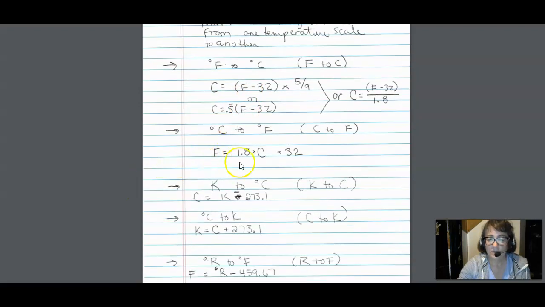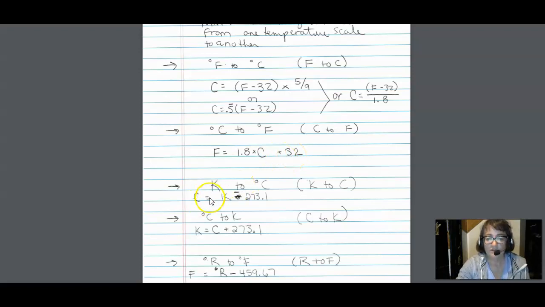If you're going the other way, you take the degrees Celsius, multiply it by 1.8, and add 32, and you get degrees Fahrenheit. Now, the one thing to notice is, if you remember order of operations, here we have parentheses, so you do the subtraction first, then you multiply or divide. But here we don't have parentheses, so you do the multiplication first, and then you add.